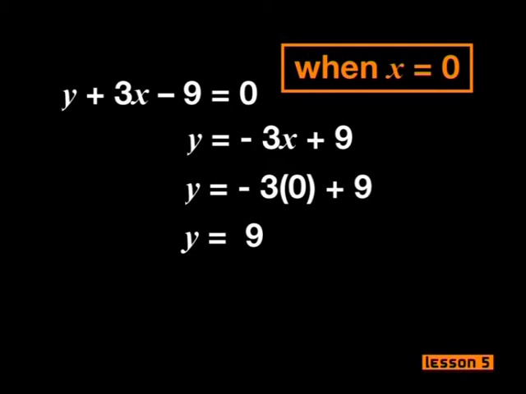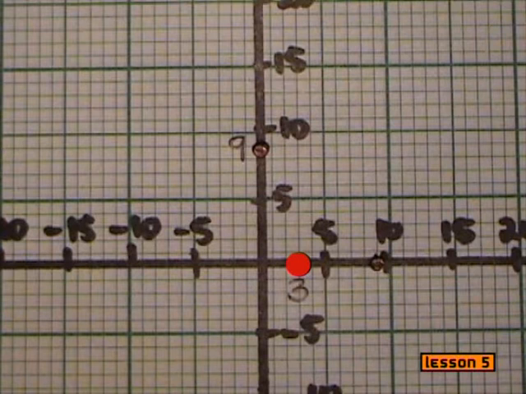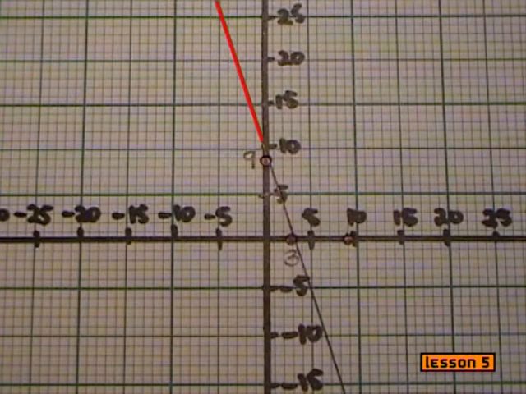To find the y-intercept, we need to make x equal to 0 and solve for y, which makes the y-intercept 9. Now I plot the intercepts on the axes. x equals 3 is here, and y equals 9 is here. Now all I need to do is join them with my ruler. Well done, Deboho. Now, what about the quadratic equation?